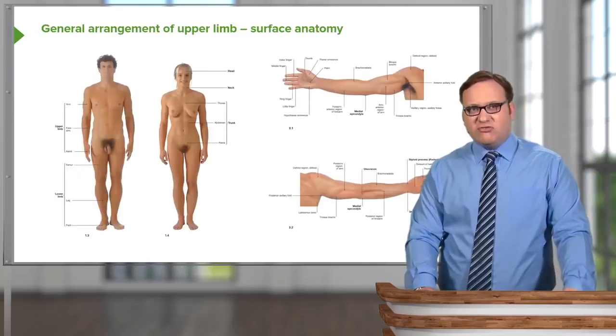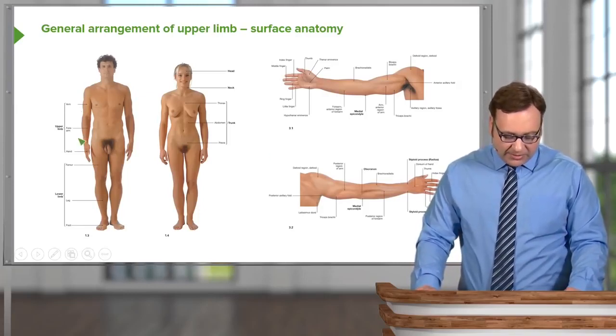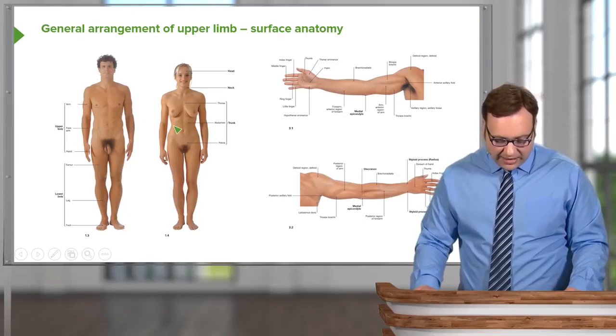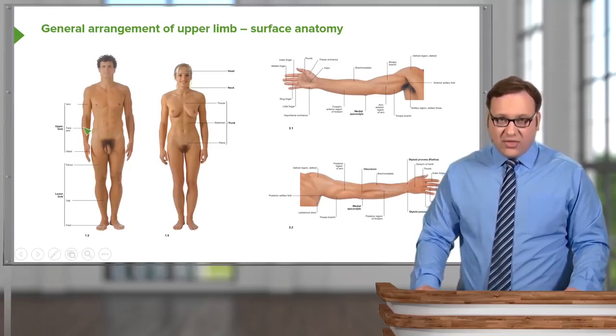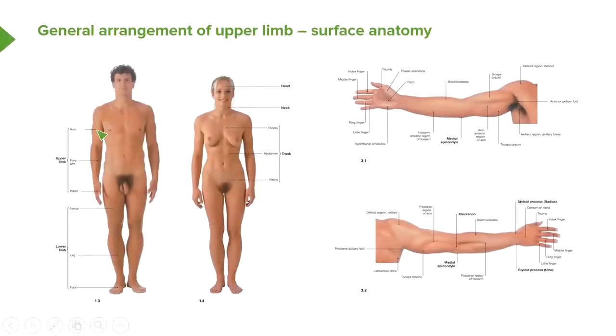So if we just look at the general arrangement of the upper limb, on this slide we can see a nice body plan of both the male here and the female. And on the male we can see indicated the upper limb. Specifically we've got the arm region here, which is connected to the trunk by way of the shoulder, which we'll talk more about. And then connecting the arm to the forearm, we have the elbow joint. And then most distally, furthest away from the main core of the body, we have the hand. The hand, remember, is connected to the forearm via the wrist joint.